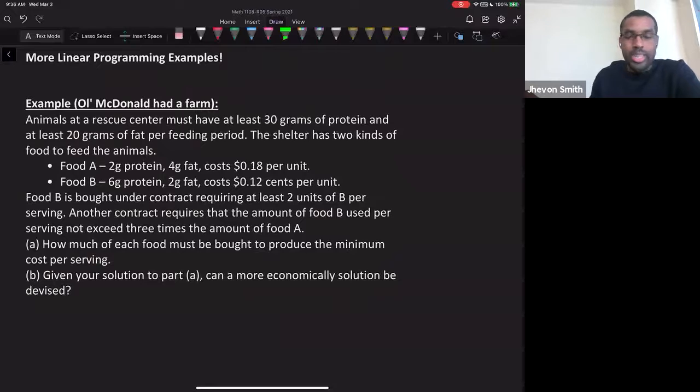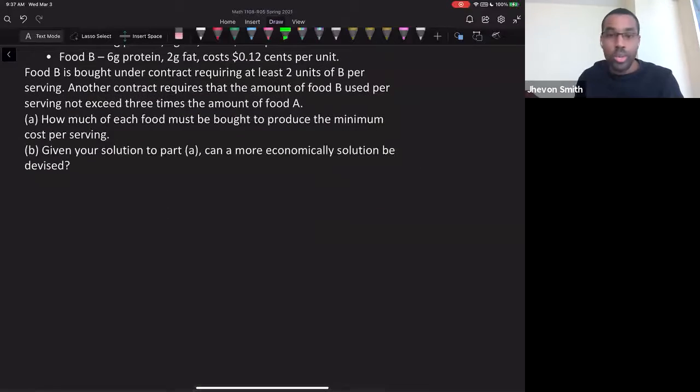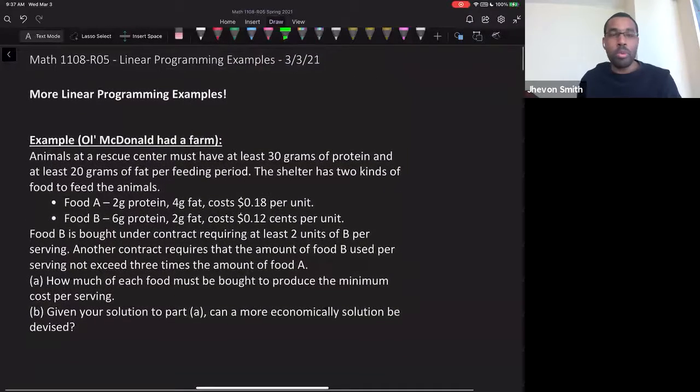Here is an example. Animals at a rescue shelter must have at least 30 grams of protein and 20 grams of fat per feeding period. And the shelter has 2 kinds of food to feed the animals. So there's food A, which has 2 grams of protein and 4 grams of fat, and it costs 18 cents per unit. And food B, which has 6 grams of protein, 2 grams of fat, costs 12 cents per unit. Food B is bought under contract, maybe some sort of government subsidized contract, and I have to serve at least 2 units of food B per serving.